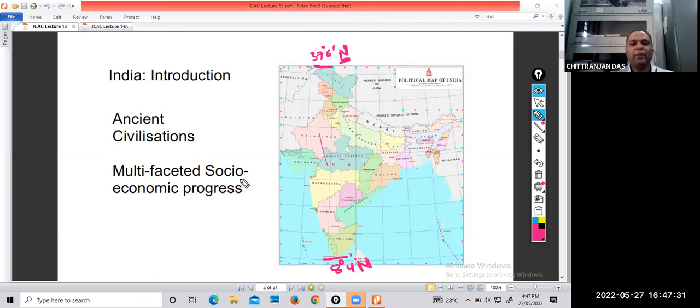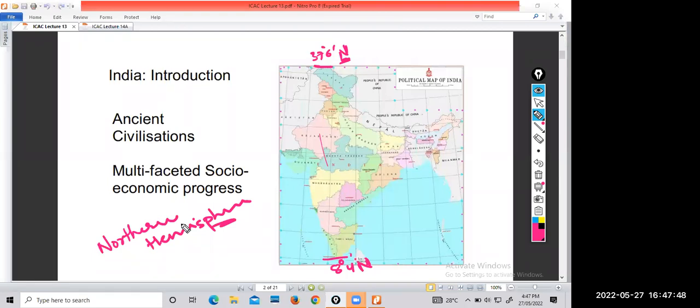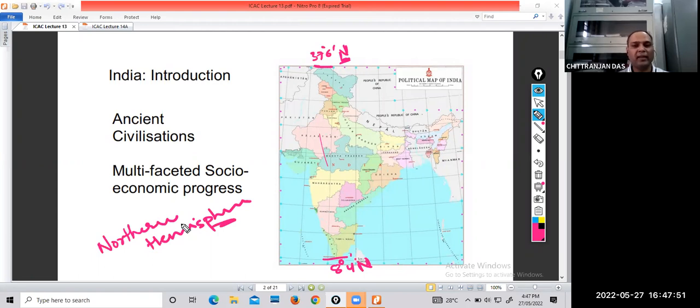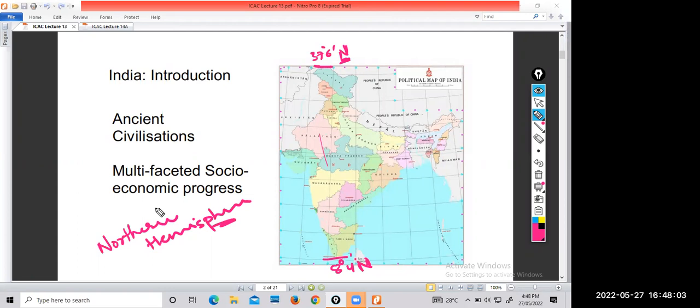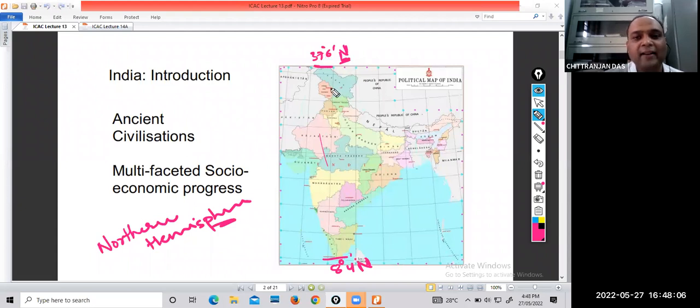It is why? Because India is located in the northern hemisphere. It is located above the equator, yes or no? Yes. Okay, it is located above the equator. If it is located above the equator, it means it is situated in which hemisphere? Northern hemisphere or southern hemisphere? Northern. Northern hemisphere. Very good. Therefore, we write 8 degree 4 minute to 37 degrees 6 minute north. Is it clear to everyone?